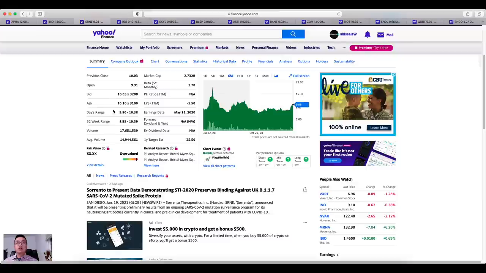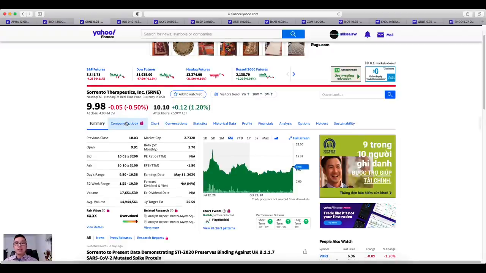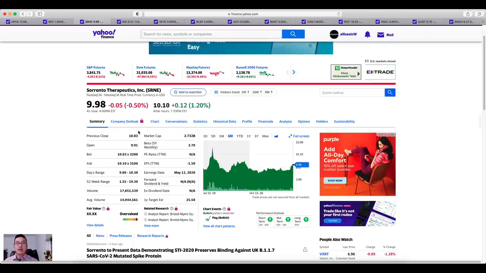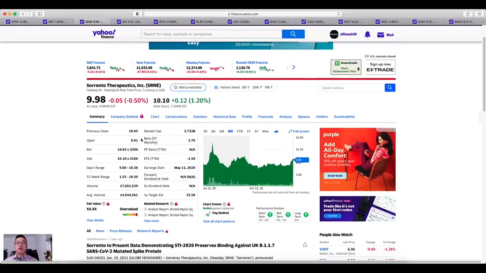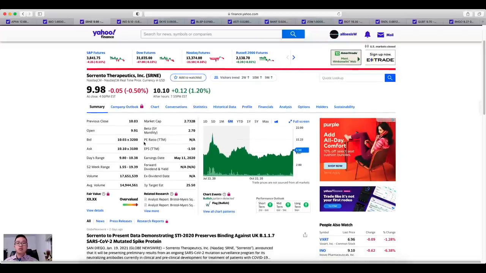Next ticker I wanted to pivot over to is Sorrento Therapeutics, ticker SRNE. This is a San Diego based company focusing on diagnostics, antiviral treatments, cocktails, as well as developing vaccines, led by Henry Ji, the CEO. What's so unique is that this company received approval from CLIA for clinical sample testing for diagnostics, and that's one positive sign. Also, its STI-2020 data will be presented to showcase how it can bind against the SARS-CoV-2 mutated spike protein. That's why Sorrento Therapeutics is growing at this time in its share price.